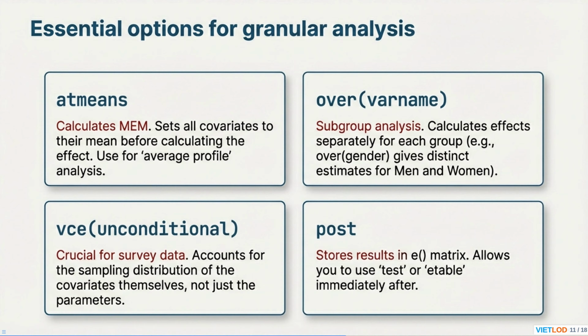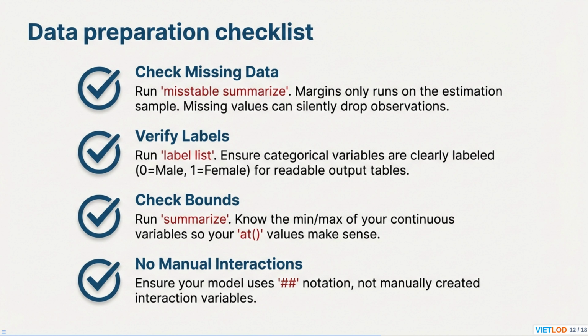For researchers working with complex survey data, vce(unconditional) is crucial. This option ensures that the variance-covariance matrix accounts not just for the sampling distribution of the parameters, but also for the sampling distribution of the covariates themselves, leading to more accurate standard errors. Finally, the post option is incredibly useful for subsequent analysis and reporting. It stores the margins results in Stata's e() matrix, making them accessible to other commands like test for hypothesis testing, or the etable command for creating publication-quality tables, as we saw earlier.